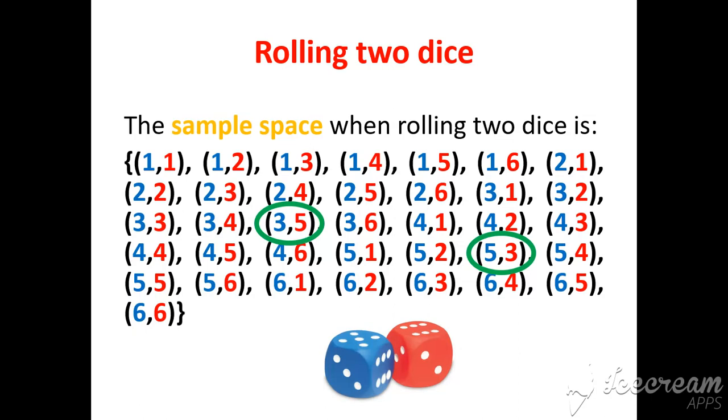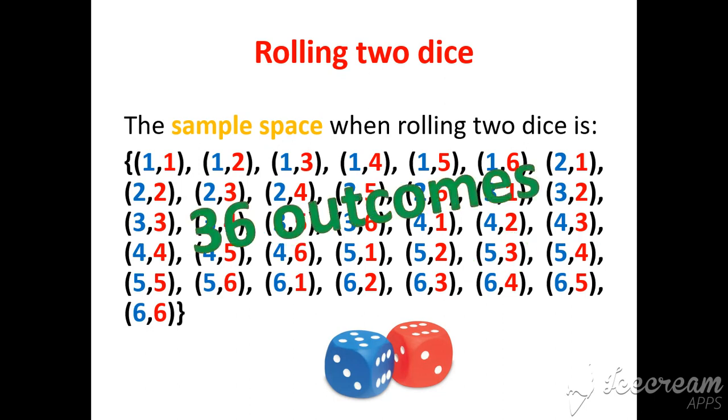Unfortunately, you've got to get your head around that they are different outcomes. Getting a 3 on the blue and a 5 on the red is a different outcome to getting a 5 on the blue and a 3 on the red. I know they both add up to 8, but we're not worried about what they add up to. All right, there's 36 outcomes in total. If you've counted them all up, 36.